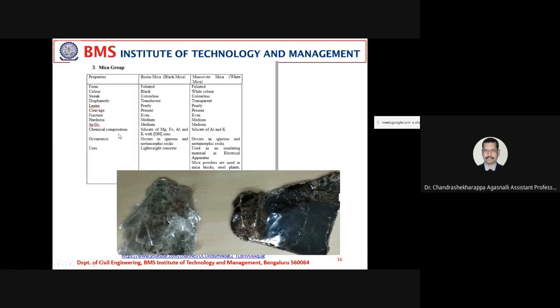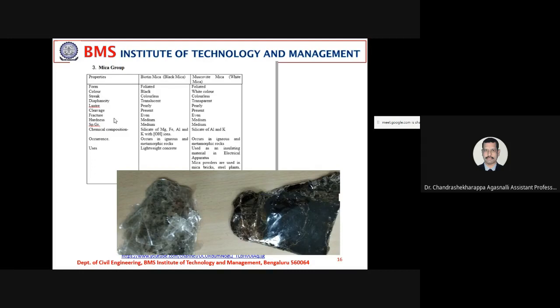And the luster is pearly, with a greasy feeling. Cleavages are present, so when you break this mineral, it will break into perfect sheet-like structures. Fracture is uneven. Where cleavages are present, the mineral will break in a proper manner.